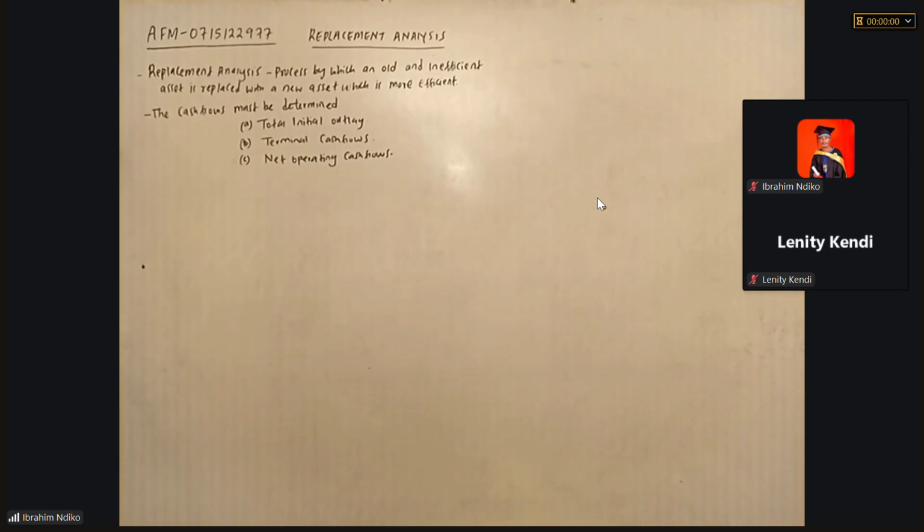Now, let's start with the first one, terminal cash flows. I will give you two items for determining terminal cash flow. One, where we are doing replacement, and number two, in the case where we are not doing replacement. So you need to know how to determine both, in the case we are replacing a machine, or in the case where we are just buying a new machine. So let us start in the case where we are replacing.